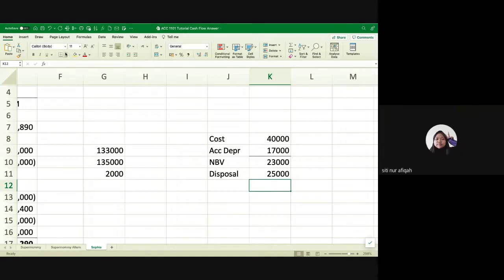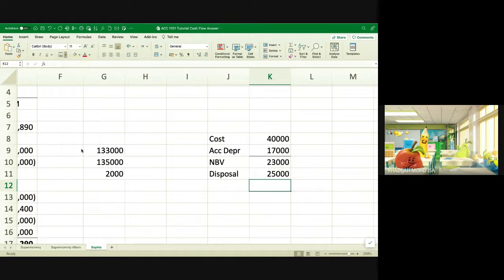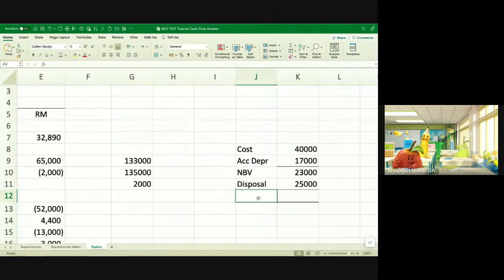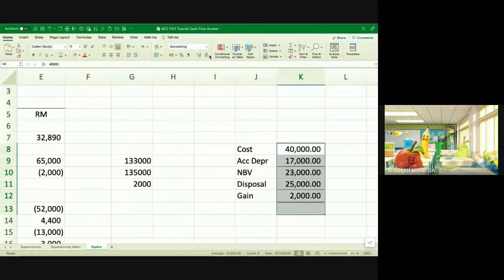Gain on disposal. Why is it a gain? Because you are able to sell the item for more than the net book value. So your gain on disposal is 2,000. This is how you compute, whenever there's a disposal, whether there's a gain or loss on the disposal.